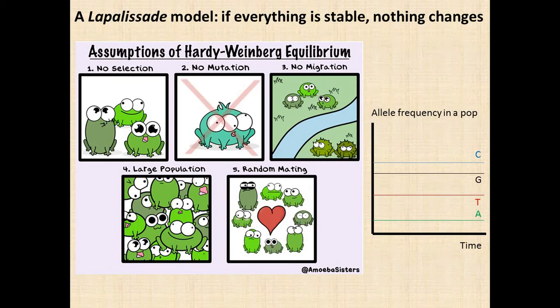And what this is about is simply, if you have some requirements that are fulfilled, like there is no selection, no mutation, no migration, and a large enough population and random mating, if these are fulfilled, then allele frequencies will not change in the population. They will remain stable. Of course, this is a very artificial model, and probably no population ever fits this model, but this is precisely what we are interested in.